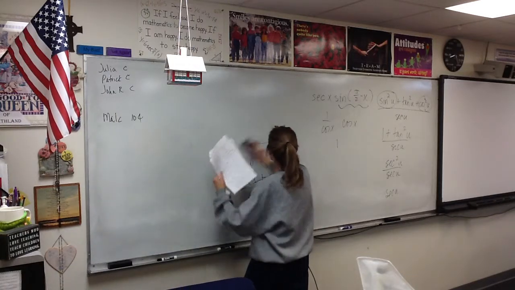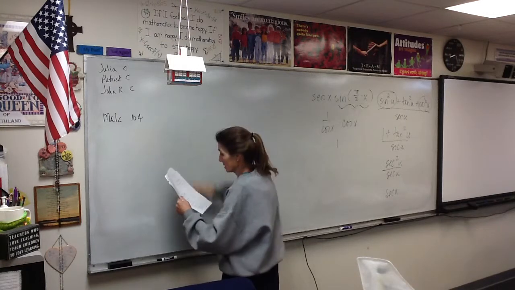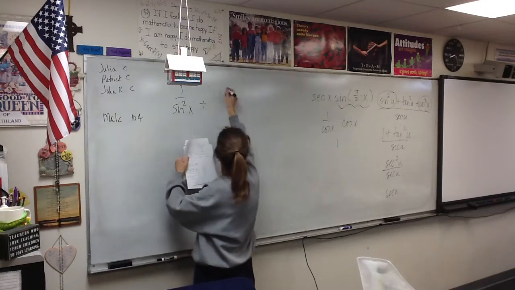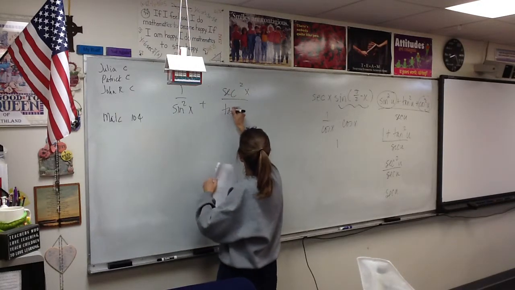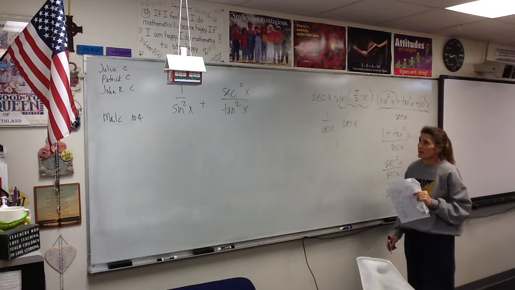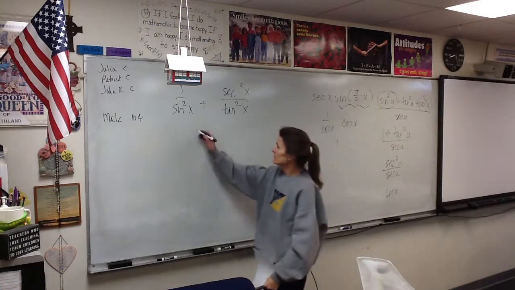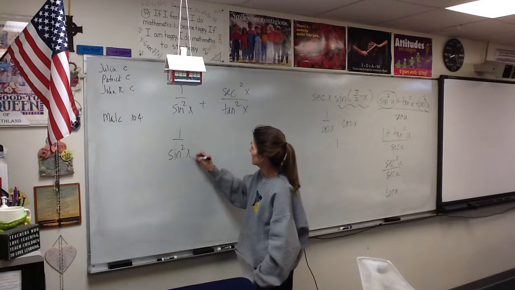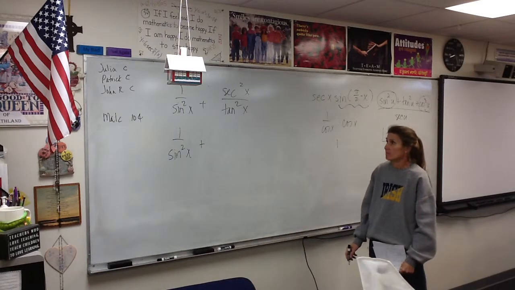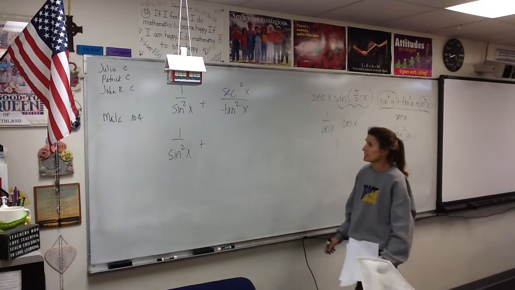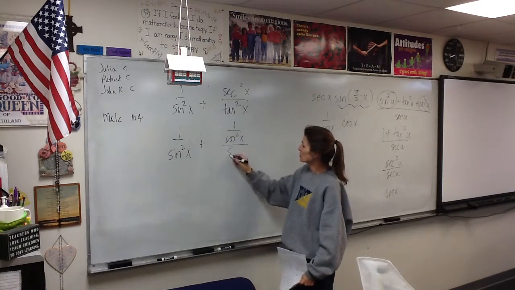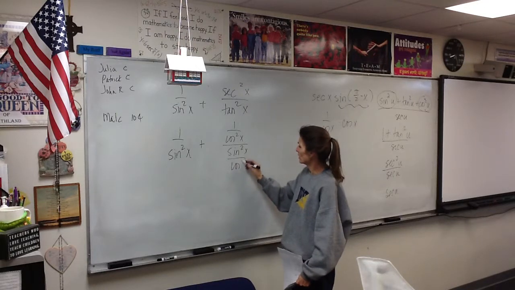And finally, we have the last simplification in that section, 1 over sine squared plus secant squared over tangent squared. Now, I don't know about you, that's a mess. 1 over sine squared, now let's leave that one alone for a minute. Let's simplify this. This is a case where we want to change into sines and cosines. So secant squared is 1 over cosine squared, and tangent squared is sine squared over cosine squared.